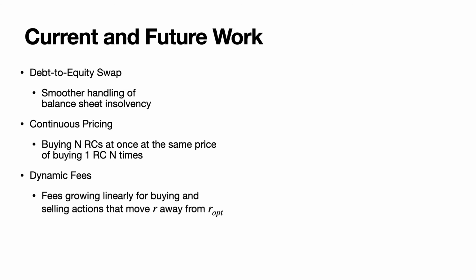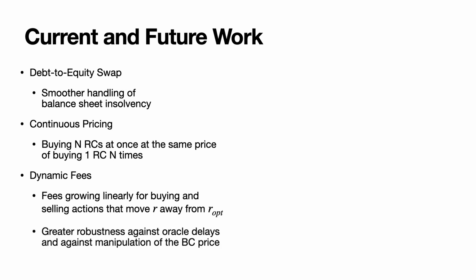We're also looking at dynamic fees. This would mean fees growing linearly for buying and selling actions that move the reserve ratio away from an optimum reserve ratio. And the reason why we're looking at this is that it would provide greater robustness against oracle delays and against manipulation of the price of the base coin of ADA or ERG. We're also considering including debt financing, so bonds in addition to equity financing, in addition to selling reserve coins. We could also replenish the reserves by selling bonds.